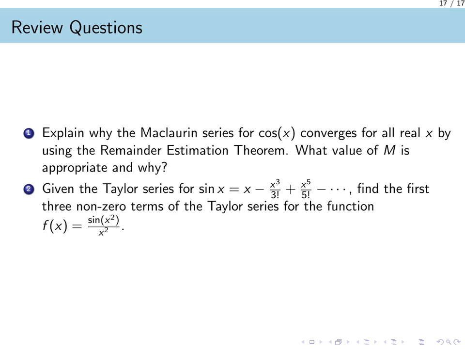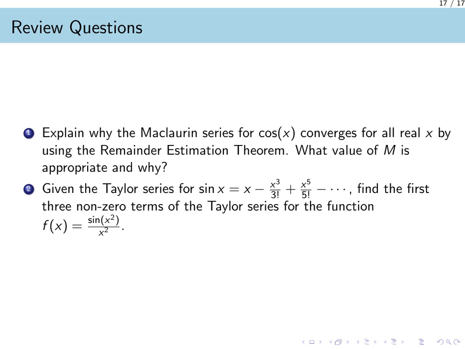To finish this section, let us look at 2 review questions that will help solidify the key ideas we have discussed. The first question asks you to use the remainder estimation theorem to show that the Maclaurin series for cosine of x converges for all real numbers. This is very similar to the proof we saw for the sine function. The central part of the problem is to determine an appropriate value for the constant, M, which bounds the derivatives of cosine.